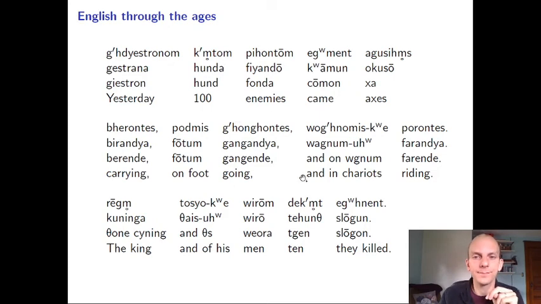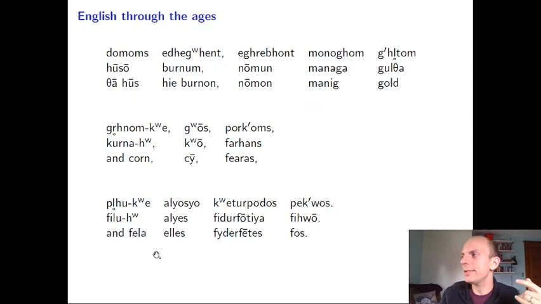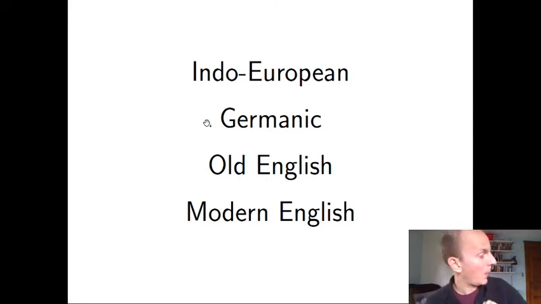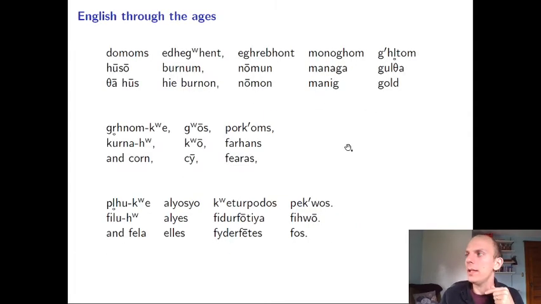Hund for 100. This little axe guy looks reasonably similar there. If you know any Latin, things like regum going to king aren't too surprising, etc. Anyway, change over time. What I've given you here is that the first line of this passage is Indo-European. The second line is Germanic. That's 4,000 years later, or about 2,000 years ago, right around 0 BC. Old English is 1,000 years after that. That puts it at about 1,000 AD, and modern English today. Those are your 4 lines here.